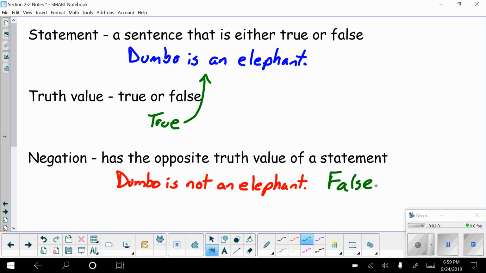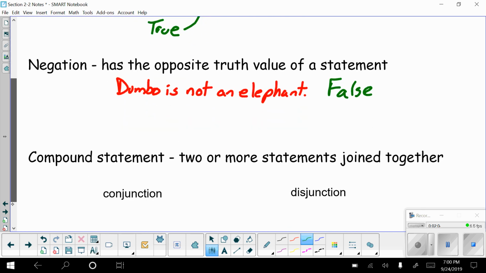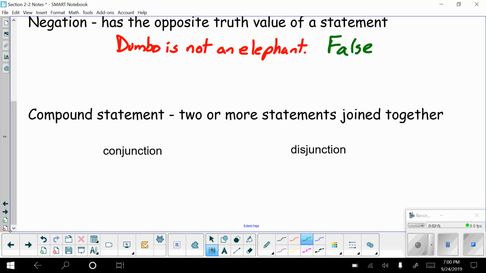Statements are the building blocks for how we make other statements. Examples of other statements are what are called compound statements. And these are where I take two or more statements and join them together, just like when we talk about compound words, compound inequalities, compound sentences. And there are many types of these. The two most common are what are called conjunction and disjunction. In a conjunction, we connect the statements with the word and. And in a disjunction, we connect the statements with the word or. So conjunctions are ands, disjunctions are ors. So for example, a conjunction would be Dumbo is an elephant and Dumbo can fly. The disjunction would be Dumbo is an elephant or Dumbo can fly.